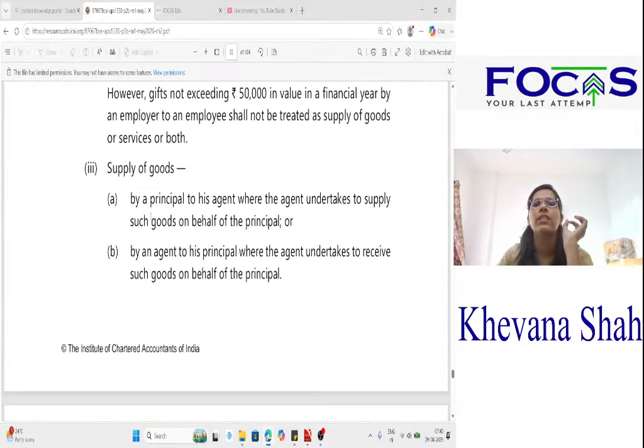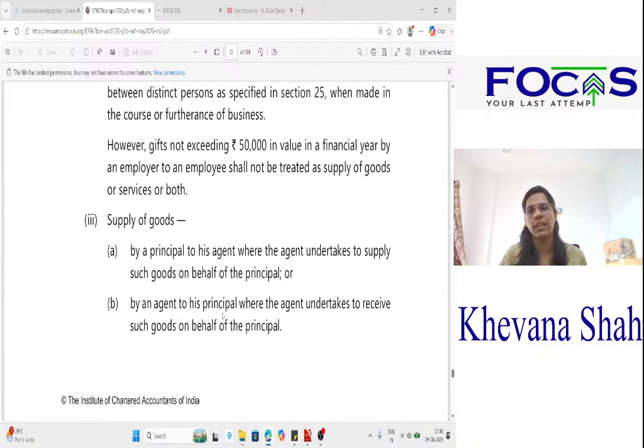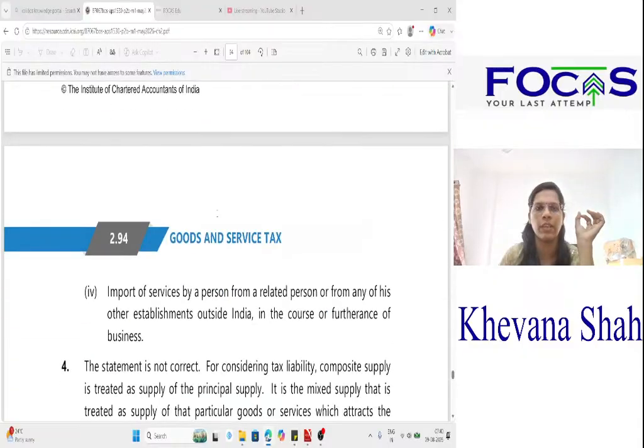Then next we have supply of goods by a principal to his agent, where the agent undertakes to supply such goods on behalf of the principal, or by an agent to his principal, where the agent undertakes to receive such goods on behalf of the principal. So in case we have any supply of goods wherein the agent has the authority to undertake the supply, that is sale and purchase of the goods on behalf of the principal, then in that case also, even if the supplies are without any consideration, still those supplies will constitute supply.